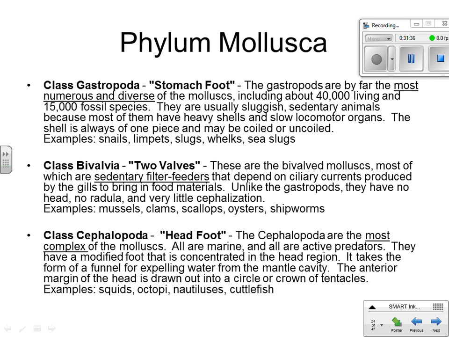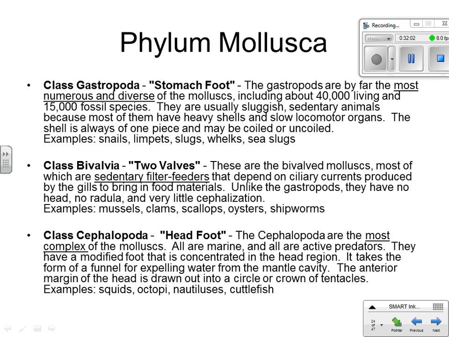Three main classes in this group. Gastropods. What does the word gastropod mean? Stomach, foot. These are things that crawl around on their ventral side. These would be things like snails and slugs and stuff. Gastropods. There are some other examples, but if you know snails and slugs, you're okay on this.